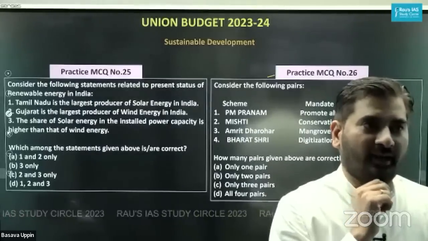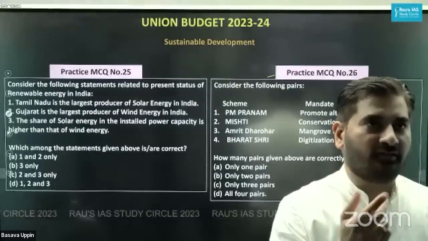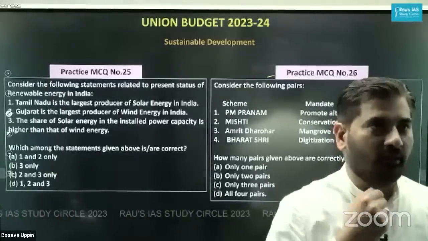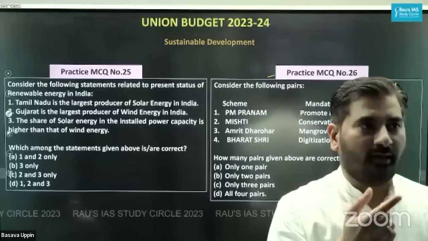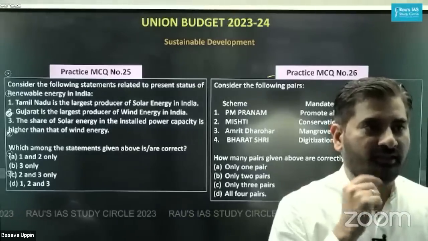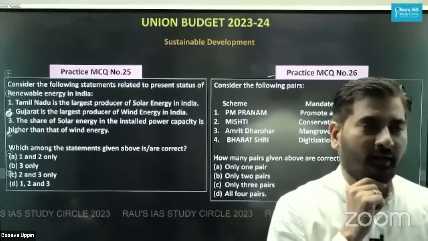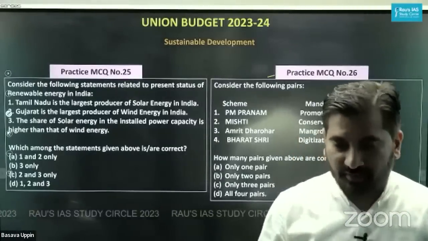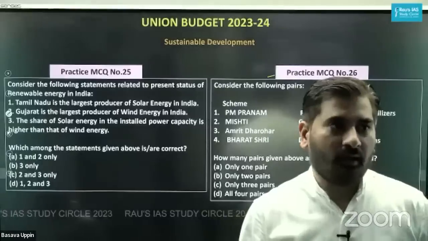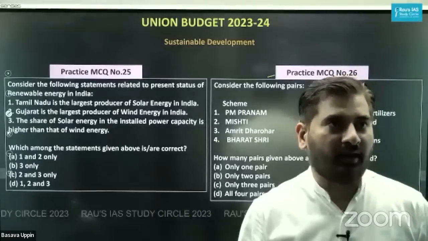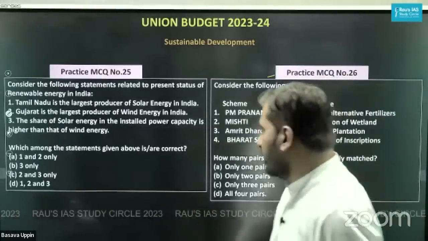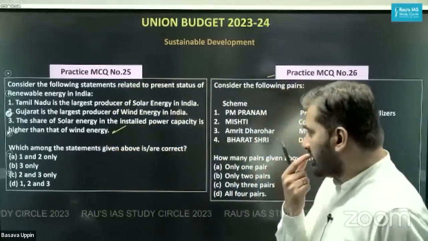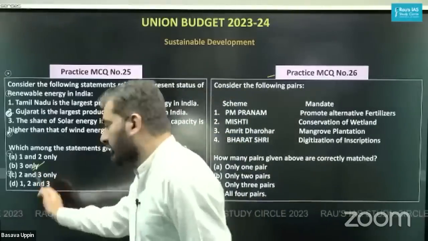Second is Gujarat is the largest producer of wind energy. It is incorrect because it is not Gujarat. Rather, it is Tamil Nadu. Tamil Nadu is the largest producer of wind energy. So the first two statements are incorrect. The third statement says the share of solar energy in the total installed power capacity is higher than that of wind energy. Solar energy in the total installed capacity is like 50,000 megawatt. Wind energy is 40,000 megawatt. So the share of solar energy is higher than that of wind energy. So the right answer to this particular question is B, that is 3 only.